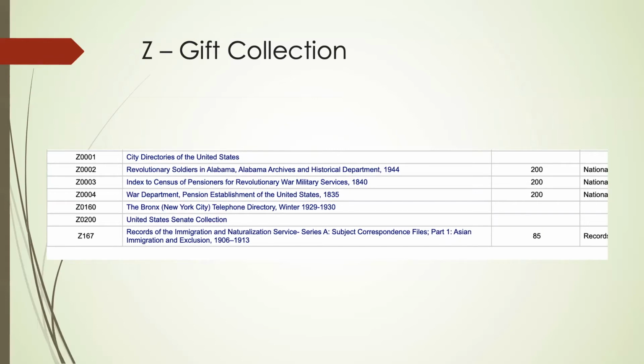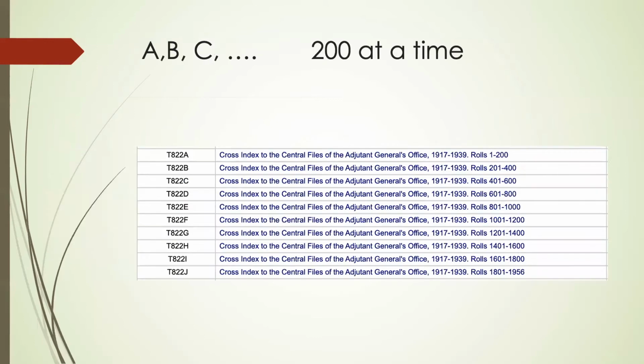As you're also looking at the catalog, you may notice that there will be, in this example, T822, which is a cross-index to the central files of the Adjutant General's office from World War I to just prior to World War II. You'll note it says A, B, C, D, E, F, G, H, I, J. These are in 200 roll increments. So T822A is rolls 1 to 200. B is rolls 201 to 400. Doesn't mean anything. Just don't be surprised by seeing the same thing multiple times. It just means that there's more than 200 rolls.